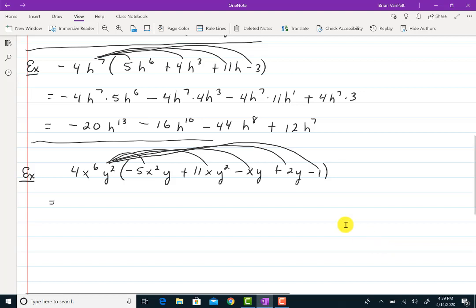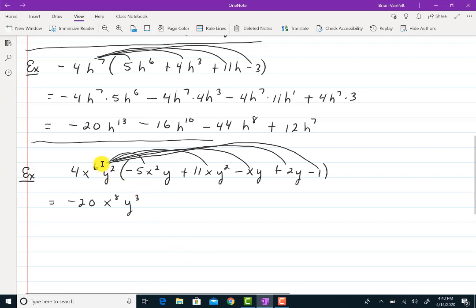So the first piece will be negative because of that. Now I'm going to concentrate on just the numbers and the variables. So when I do this times this piece, I'm going to have negative 20 because of the 4 and the negative 5. At the same time, I'm going to arrange my x's and y's. I have an x to the 6th times an x squared, which gives me an x to the 8th. And then I have a y squared times y to the 1st, which gives me a y to the 3rd.